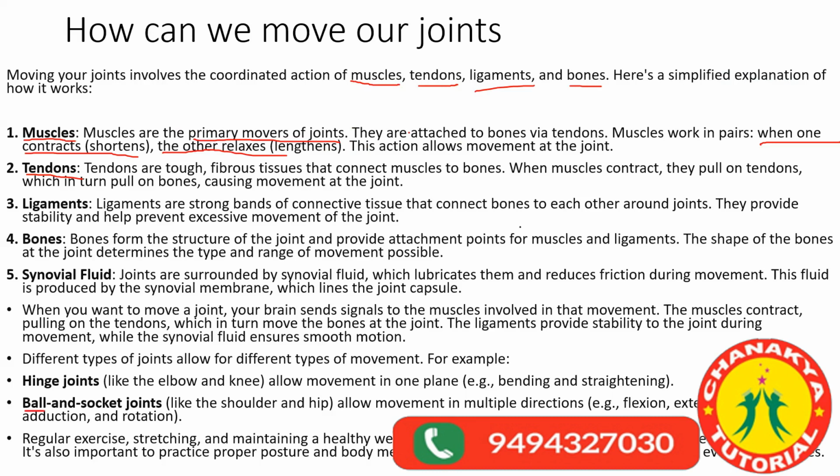That's all. Muscles contract and relax. When we move our hand, it contracts and relaxes the muscle portion of our hand. The same way for our leg. So the action allows the movement at the joint. Muscles are attached to the bones with the help of tendons. You just remember that one point.